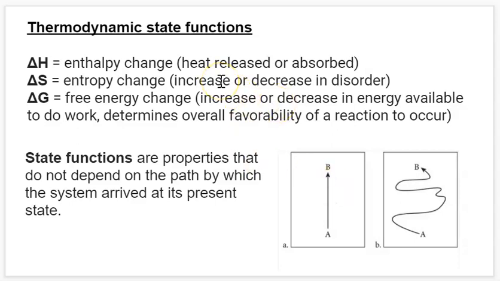So the other two state functions that we're going to be talking about today are delta S, which represents the entropy change, which is an increase or decrease in disorder, and delta G, which is the free energy change, which is the increase or decrease in energy available to do work in the physics sense, and it determines the overall favorability of a reaction to occur. So we're going to talk a lot about both of these. So if those explanations don't make sense now, don't worry about it.